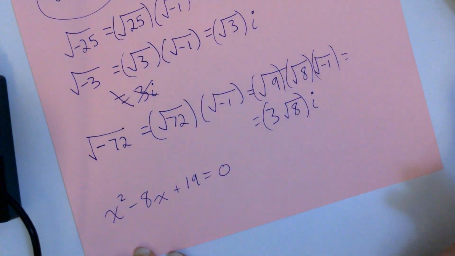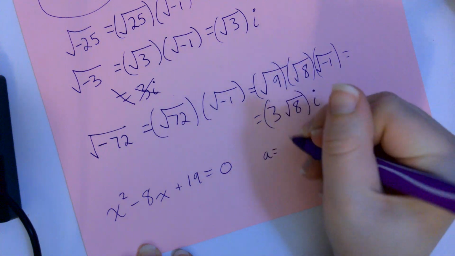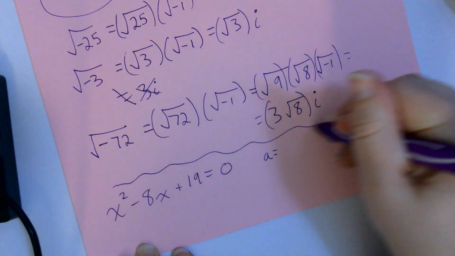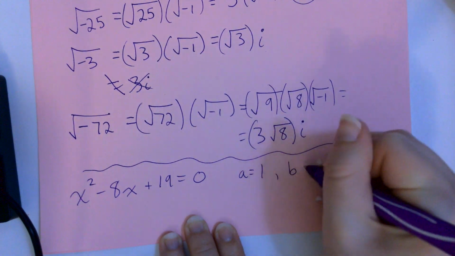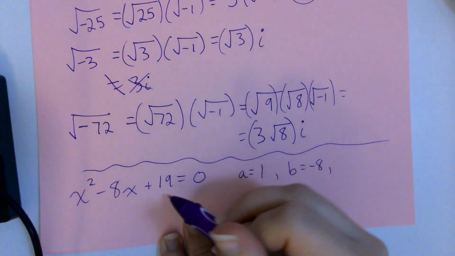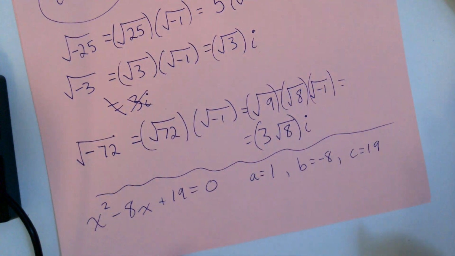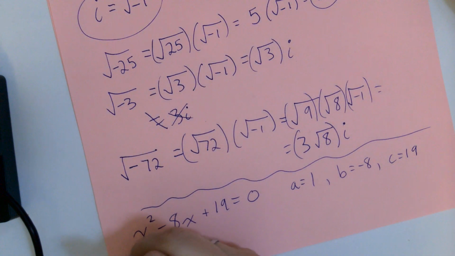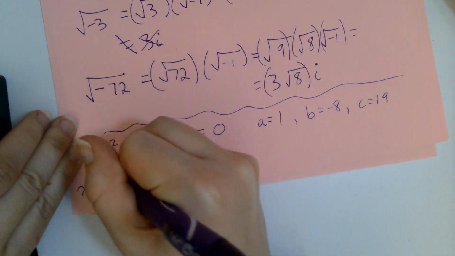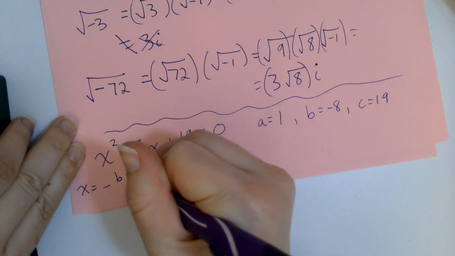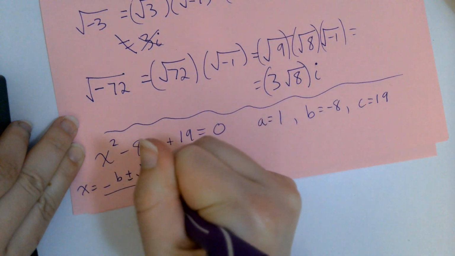So if we're using the quadratic formula, our a is going to be 1, our b is going to be -8, and our c is going to be 19. So remember, the quadratic formula is x equals -b plus or minus the square root of b squared minus 4ac all over 2a.